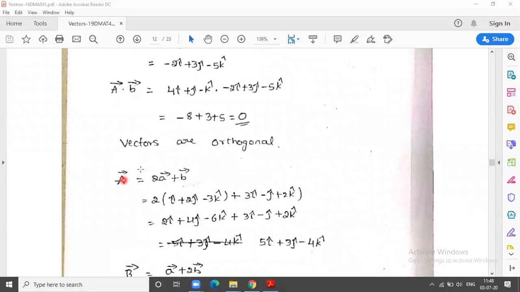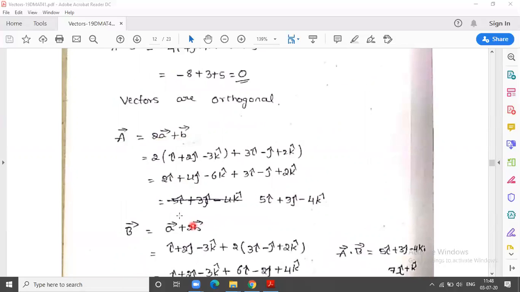So now I'll move on to the second part of this question. The second part is to find the angle between the vectors 2A plus B and A plus 2B. So I'll take capital vector A in place of 2A plus B and capital vector B in place of A plus 2B. So vector A is 2 times small vector A, i plus 2j minus 3k, plus B, which is 3i minus j plus 2k. So you just have to add these two vectors.